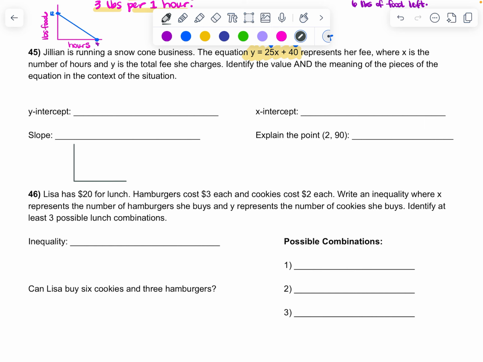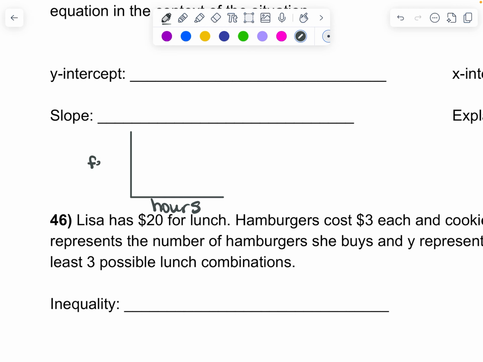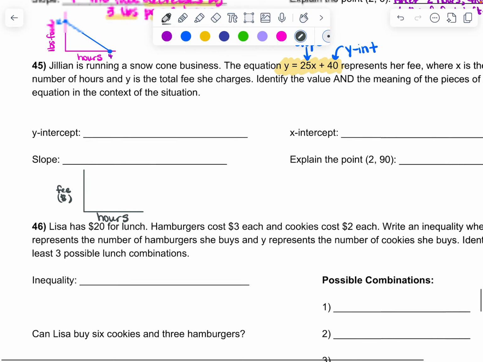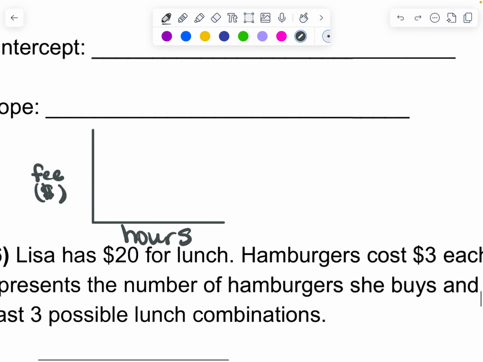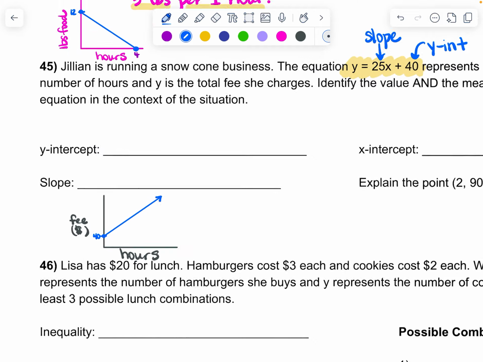Okay, so again, I like a good graph. All right, so x is hours, and y is the total fee she charges. So fee, or I'm just going to say basically money. And according to this, she's starting at 40. And then every hour she earns $25. So our graph is basically doing this. This one's not going to hit the y-axis.